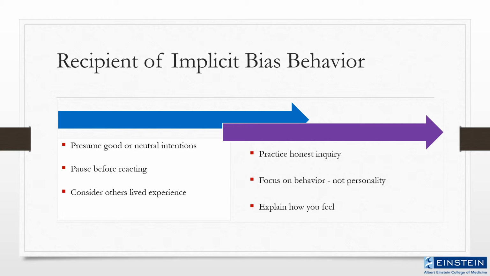Let's start with how we will respond as recipients of bias. Presume good intentions, or at the very least, neutral intentions. Give others the benefit of the doubt. Take a deep breath and pause. This can be hard depending on the action or comment, but pausing before reacting may result in a more productive outcome. Have empathy for the other person. Remember, everyone has a different lived experience. This person may not even realize what they said or did was offensive.